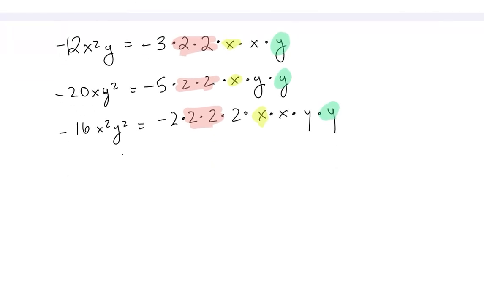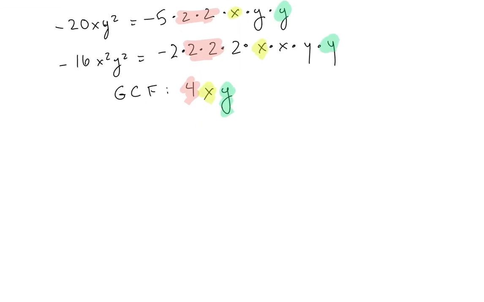So I'm going to say the greatest common factor between all of them is going to be 2 times 2, which is 4, x, y. So we're going to divide each of the terms by 4xy, and I'm going to relate the colors here. 2 times 2 is 4. Then we have the x, and then we have the y. Okay, so now what I'm going to do is say, okay, negative 12x.